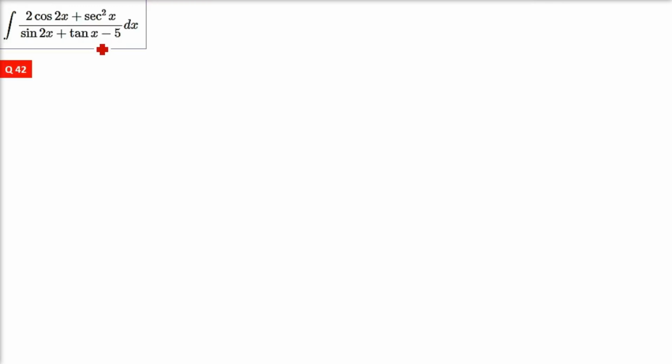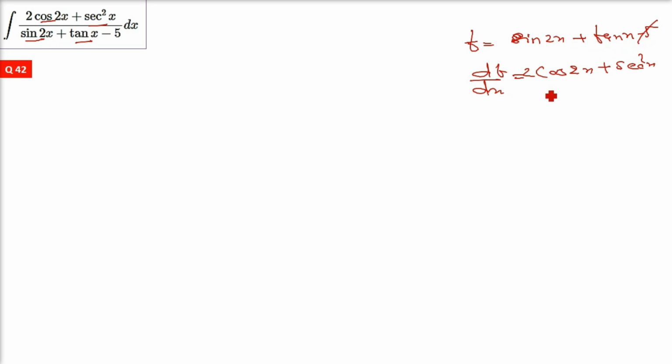Okay, almost similar. Sine 2x will give you 2 cos 2x, 10x will give you sec square x, minus 5 will be eliminated when we differentiate it. So we'll put t equals sine 2x plus 10x minus 5. When we differentiate both sides, dt by dx is going to provide you cos 2x, actually 2 cos 2x, because the differentiation of 2x will also yield 2. 10x will be sec square x, this will get eliminated. So this dt will be equal to 2 cos 2x plus sec square x into dx.